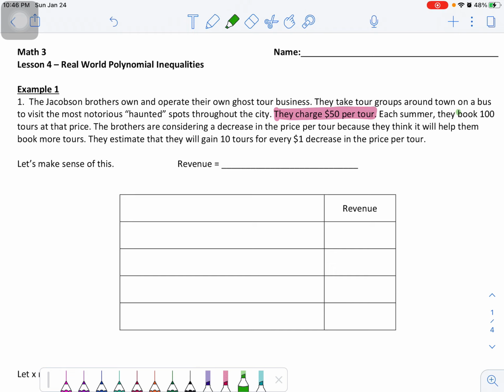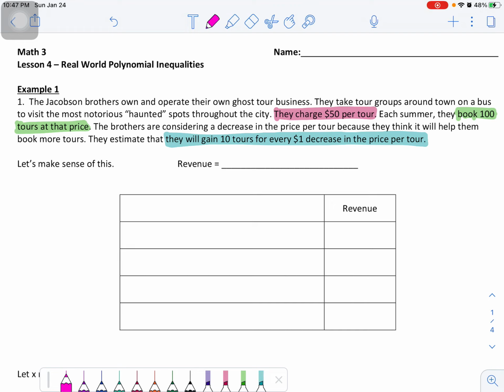They book 100 tours at that price. Now they're considering decreasing the price per tour because they think that will help them book more tours. So they estimate they will gain 10 tours for every $1 decrease. Okay. So first thing is, what's revenue?